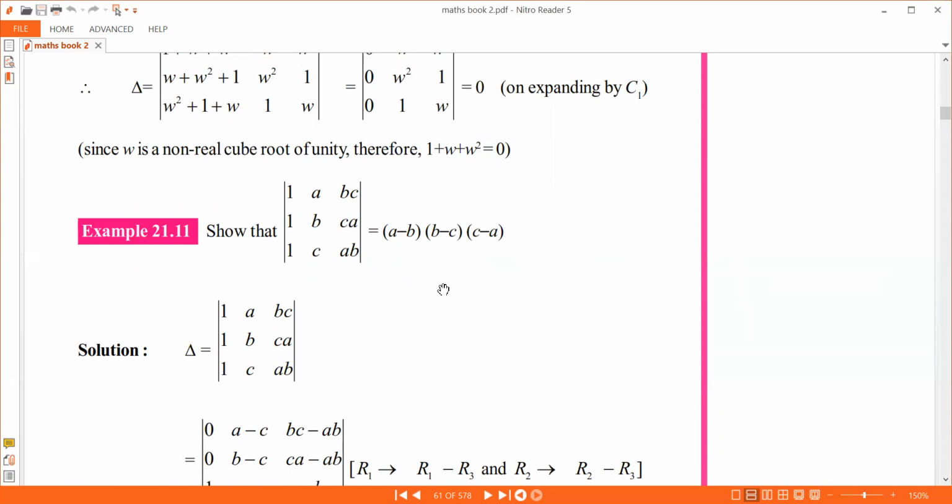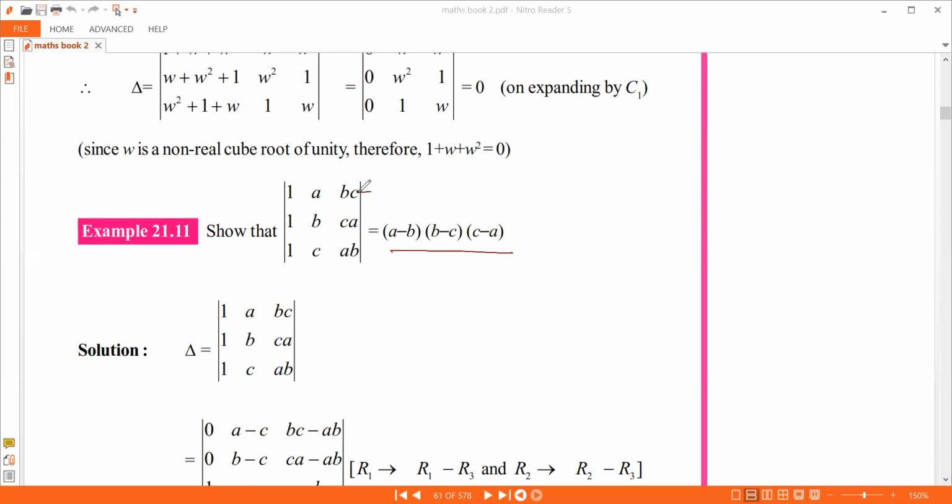Okay, fine. We'll evaluate this and we'll close the session today. Now let us see this. The determinant with rows 1, 1, 1; A, B, C; B, C, C, A, A, B. So we'll evaluate this. It is equal to (A minus B)(B minus C)(C minus A). This is what we have to find. We have to prove.